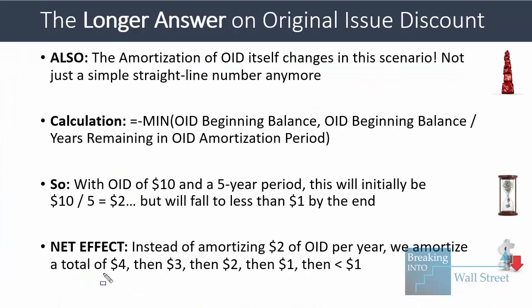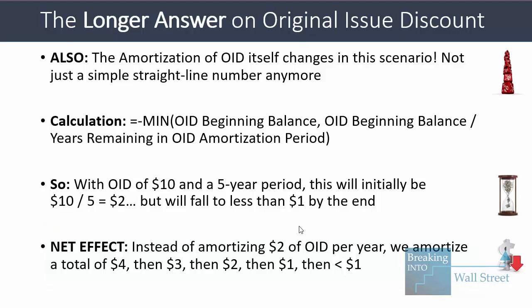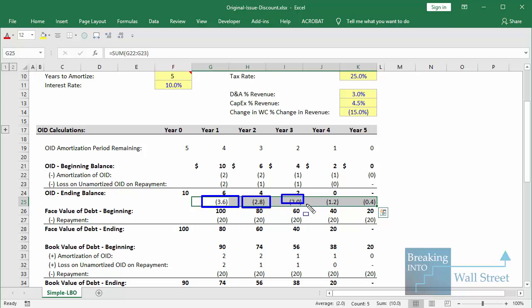So if you think about the net effect here, instead of amortizing just 2 of the OID per year, we amortize 4, and then 3, and then 2, and then 1, and then less than 1. And you can see that pretty clearly if we just look at the numbers here. So let's just add up the amortization of OID and then the accelerated amortization component. And you can see it goes from 3.6 to 2.8 to 2.0 to 1.2 to 0.4 by the end.